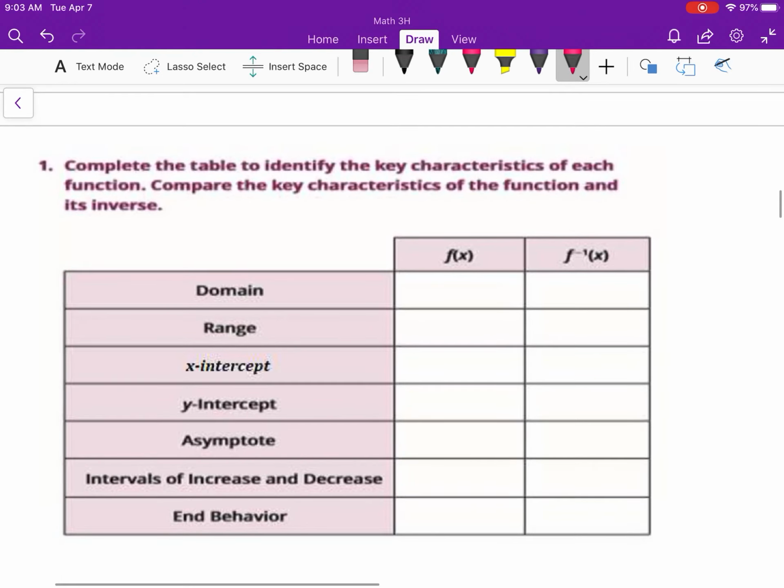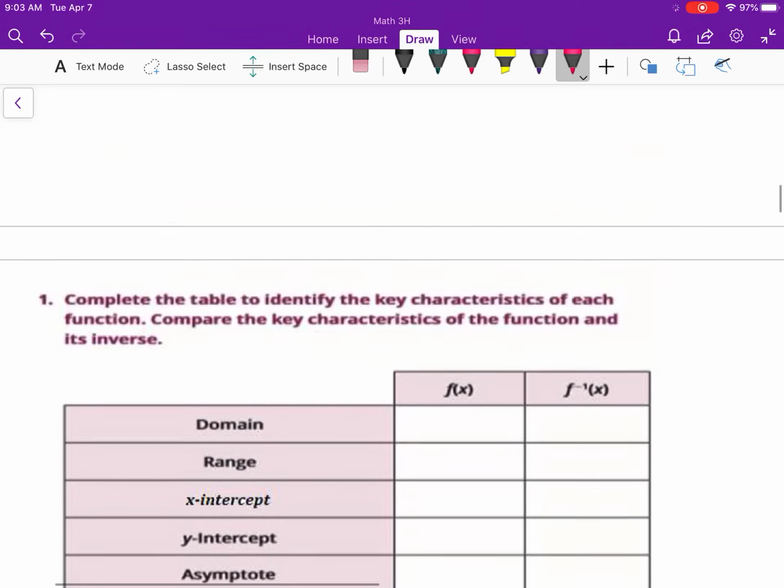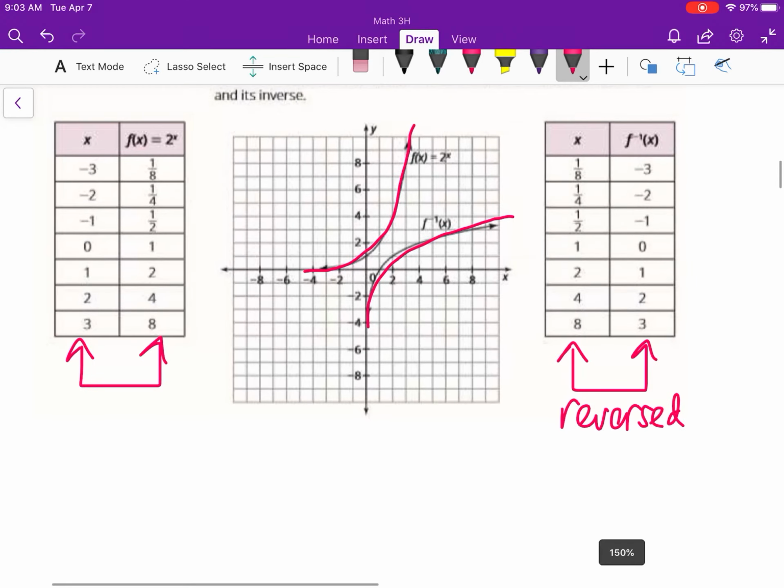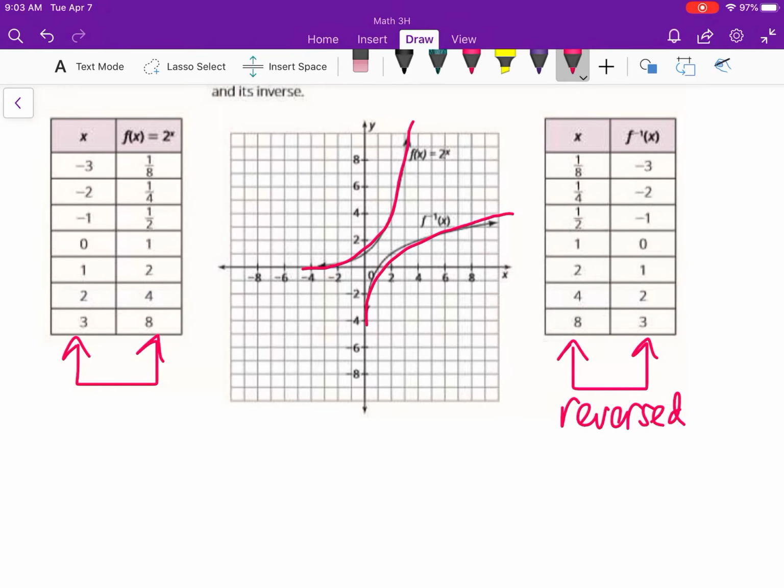Now, if you look, it says complete the table to identify the key characteristics of the function. Compare the key characteristics of the function and its inverse. So once again, if we look at the domain of this, I'm going to change colors.